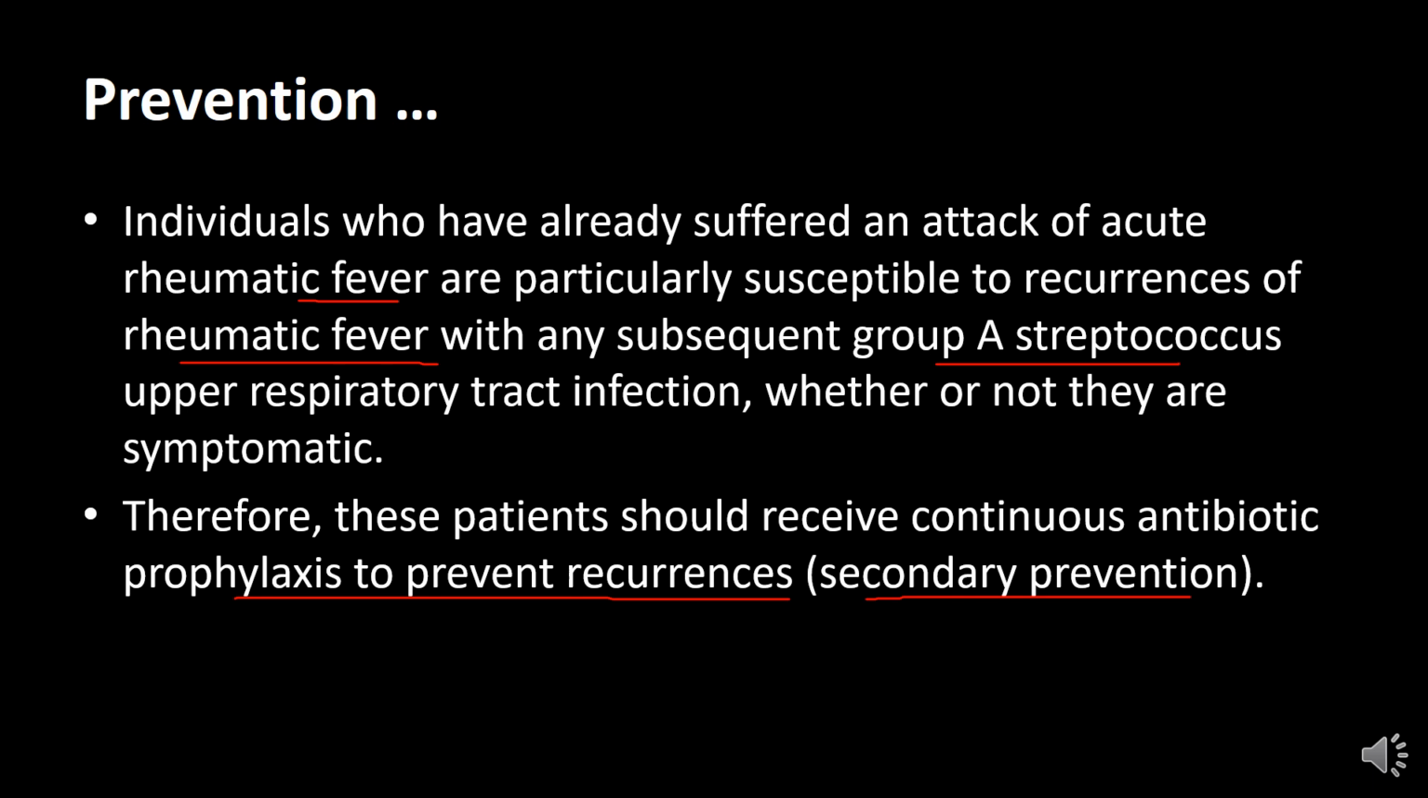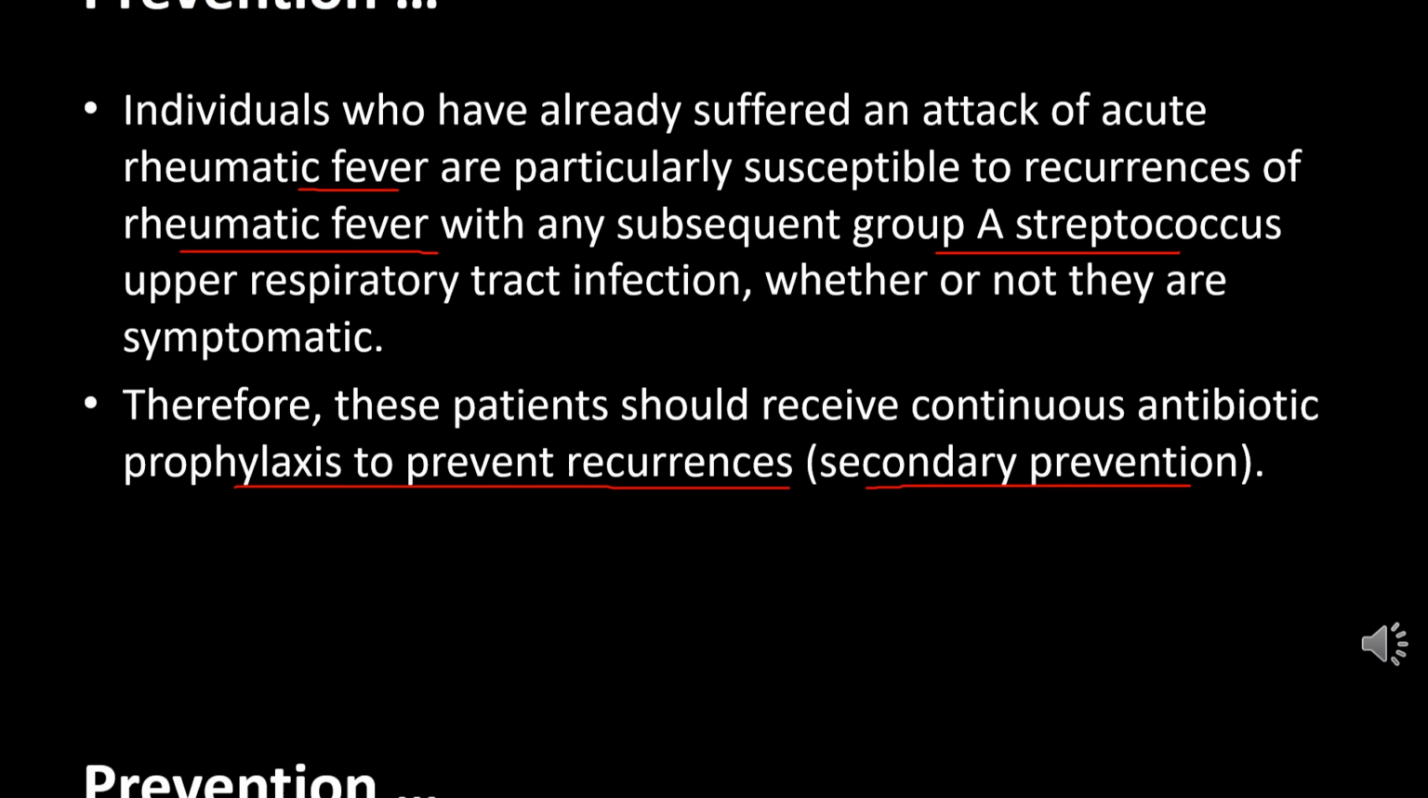So the first prevention was in controlling the streptococcal URTI. The secondary prevention is controlling recurrences from future streptococcal pharyngitis by making sure that the child is on lifelong antibiotic prophylaxis. That is referred to as secondary prevention.